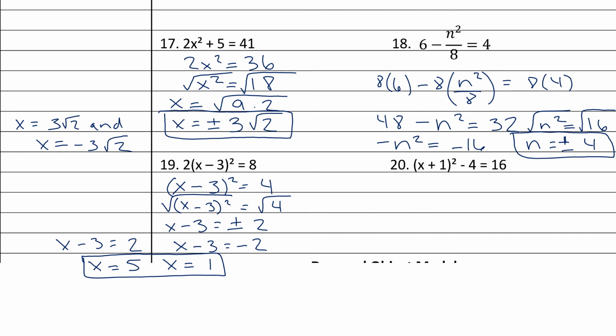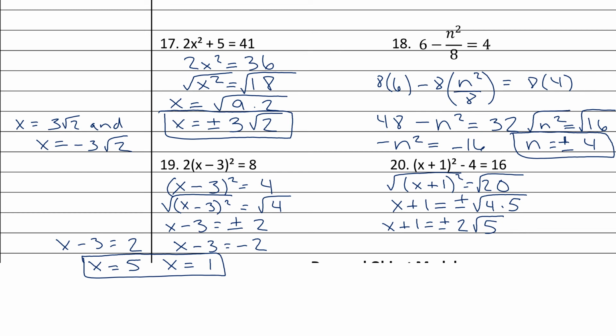So for this one, I'm going to add 4 to both sides. So I'm going to get x plus 1 squared equals 20. Okay, we're going to square root both sides. And I'm going to get x plus 1 equals, and then positive or negative, and then we can break this apart. 4 times 5. X plus 1 equals positive or negative 2 square root 5. Okay, so now I need to solve my resulting equation.